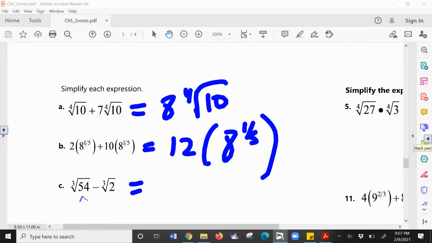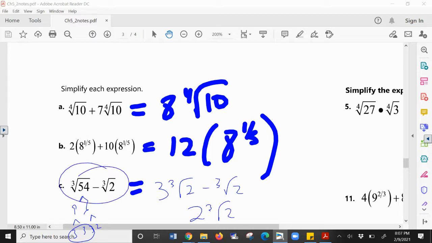54, let's see, is 9 times 6 and 3 times 3 times 3 times 2. I see a triplet of 3's, which means that that's the same as having a 3 on the outside and a 2 on the inside. Now I could do something about it because I have 3 of those things minus 1 of those things. 3 minus 1 is almost always 2. So 2 cube root of 2 is the final answer. But we couldn't do it here because they were not the same things to be adding or subtracting.